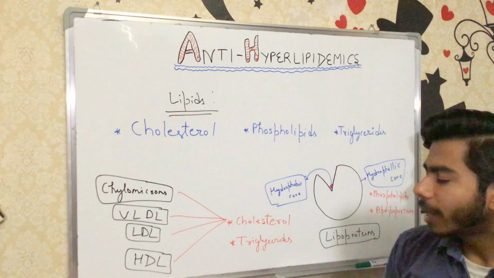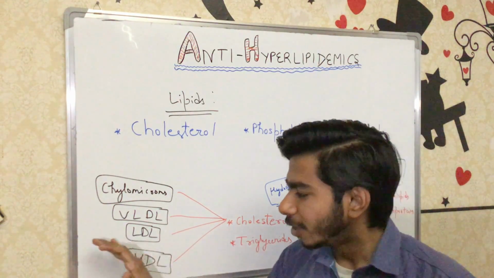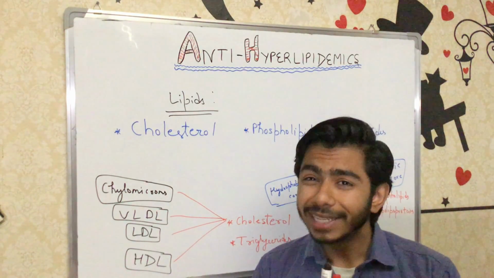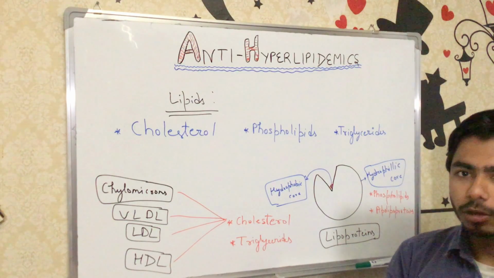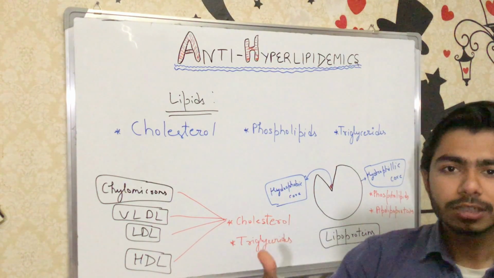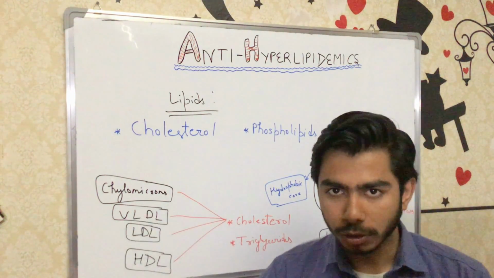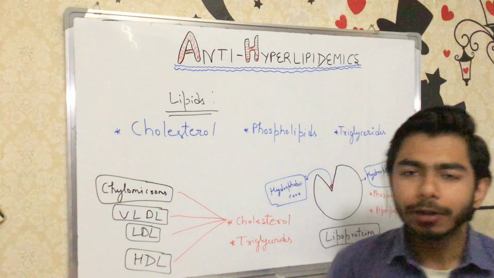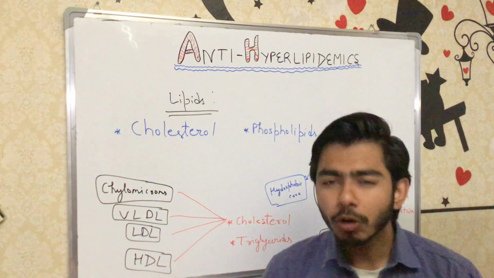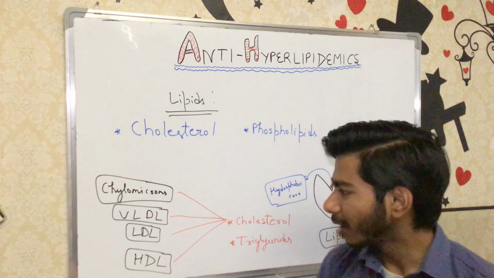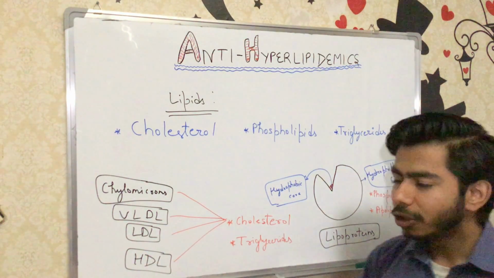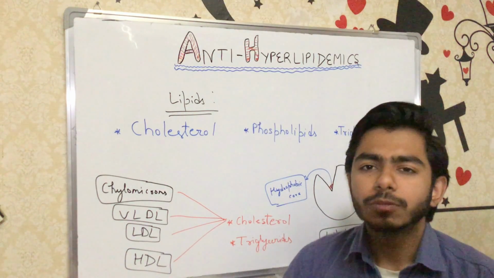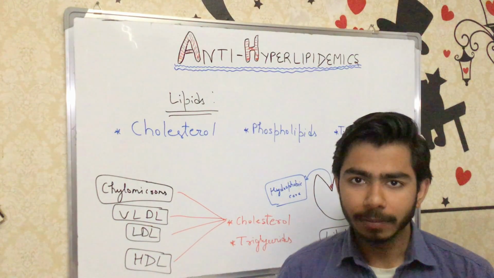Now what happens? The function of the LDL, the low density lipoprotein, is to take the cholesterol into the cells for the synthesis of steroid hormones. Whatever steroid hormones are made in our cells are made with the help of LDL. So the LDL function is to take the cholesterol into the cells for the synthesis of our steroid hormones.